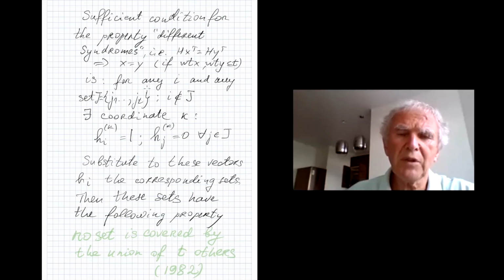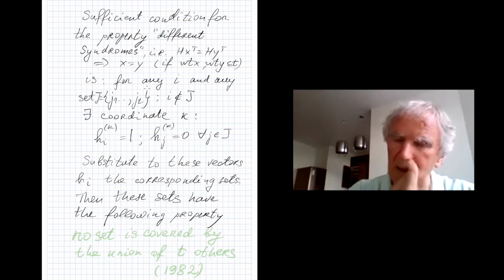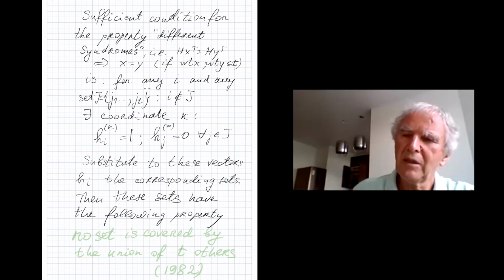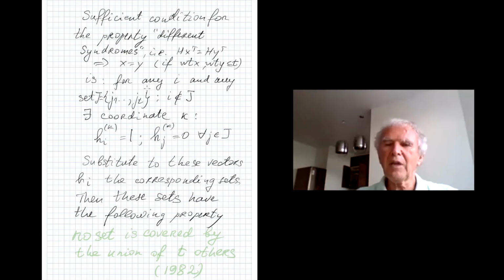So what is the sufficient condition? I wrote this formally, and in a minute we will see it's a nice form of this. Consider these columns, and let the columns have this property: if I take T columns, and I have a different column from these T columns, I take column H_i and a set of columns H_j, then there should be a coordinate K, or say row K, in which column H_i has 1 and the columns from the set J have zeros.